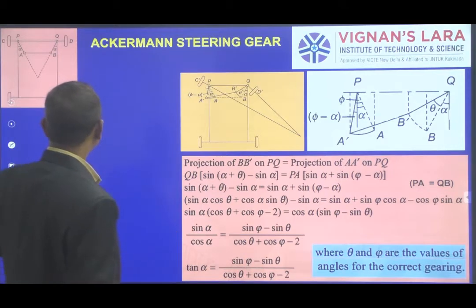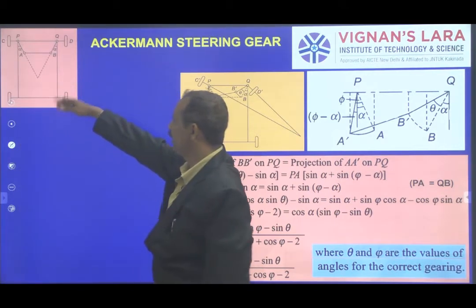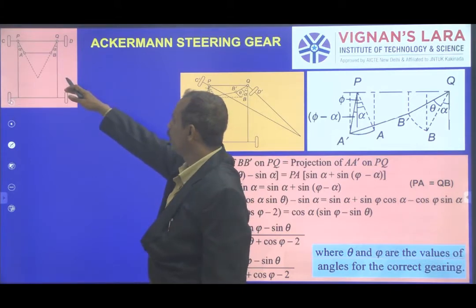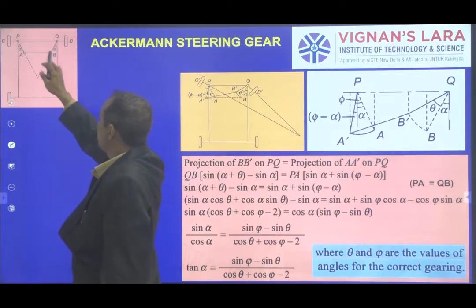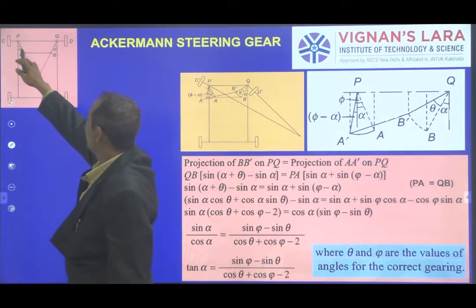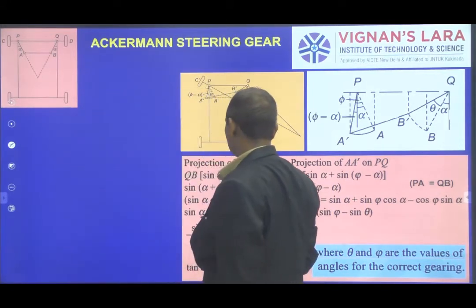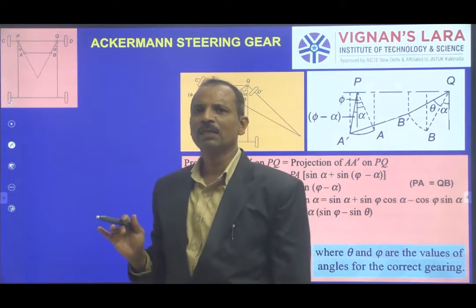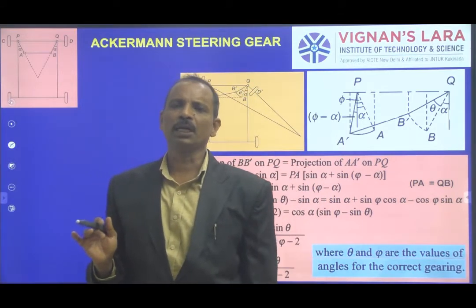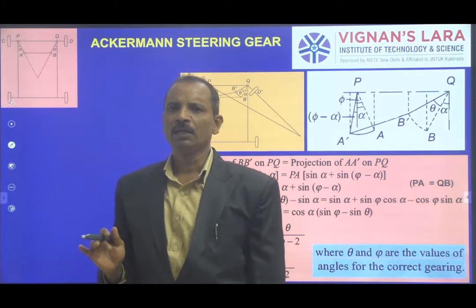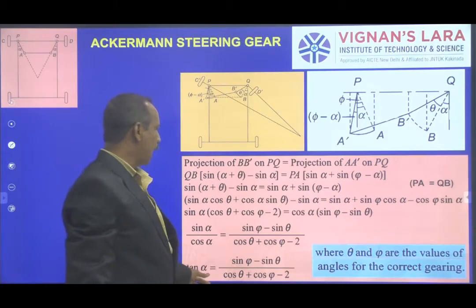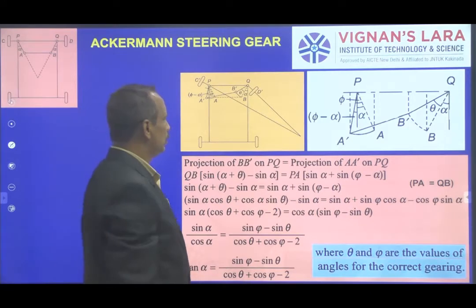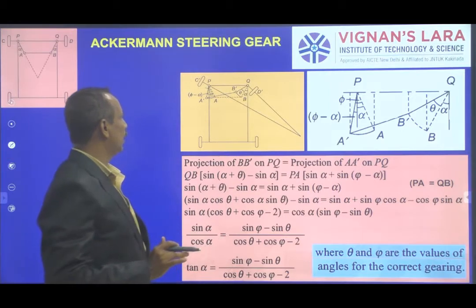Let us see, this is the straight path when the vehicle is moving on a straight road. This is the front axle, with the left and right links making an angle alpha with this axle. My objective is to find the correct steering mechanism. So what should be the angles theta and phi in terms of alpha? A relation has to be developed between alpha and theta and phi.